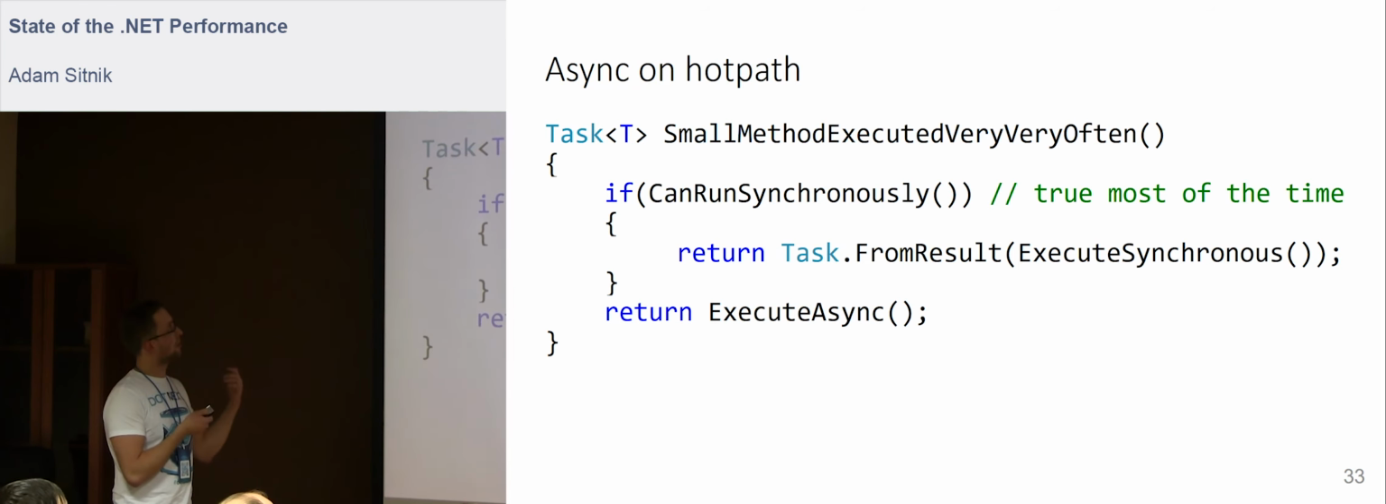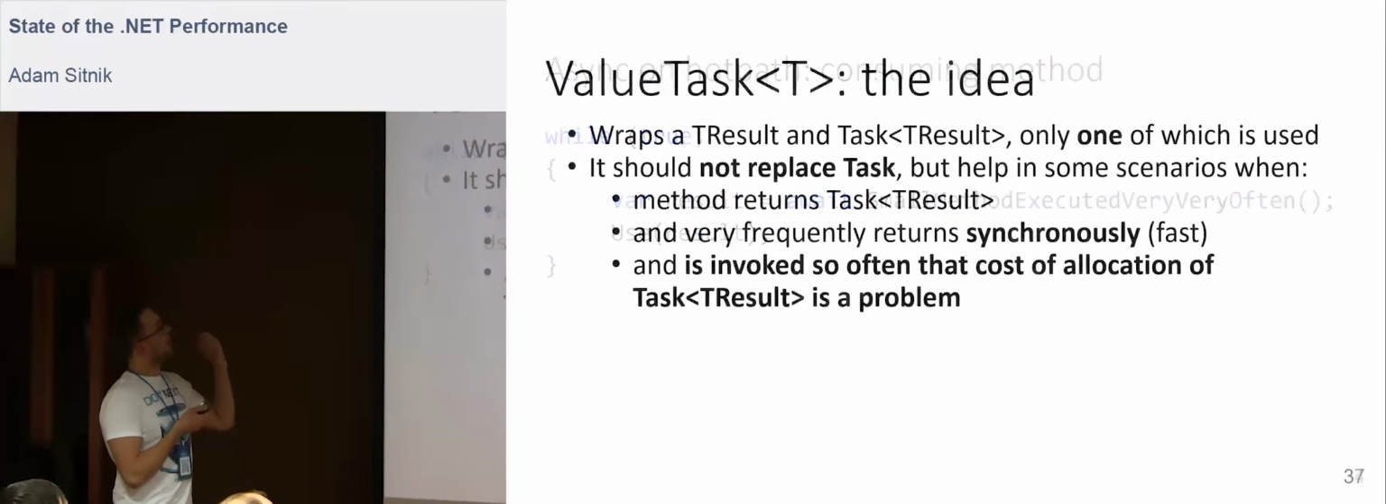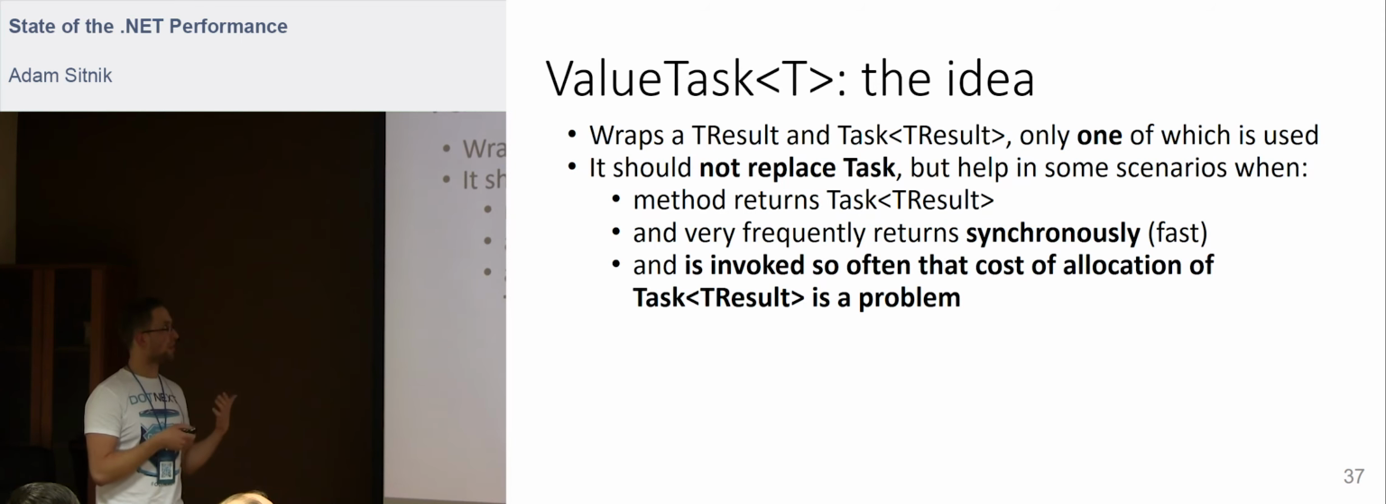Value tasks are for this problem, and here the idea is the following. We don't want to replace the task. We have a discriminated union. We have a result or another task, the real task. So when you have the result now, you return a value task that simply wraps this result. Otherwise, you return a value task that wraps the old task.